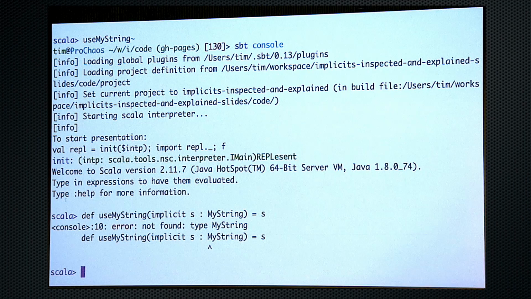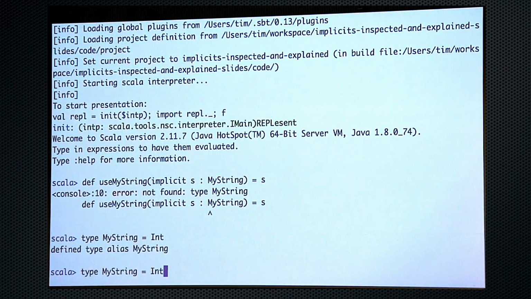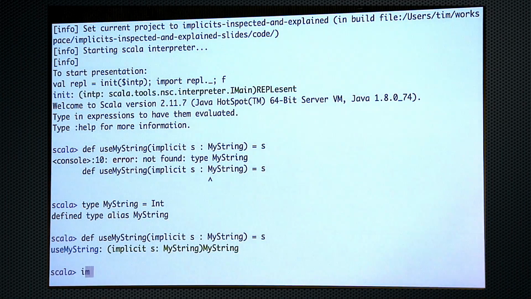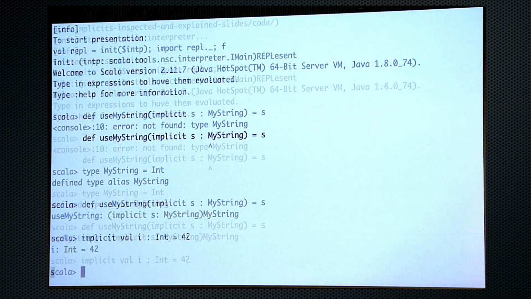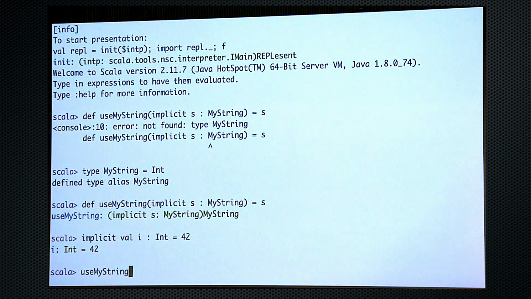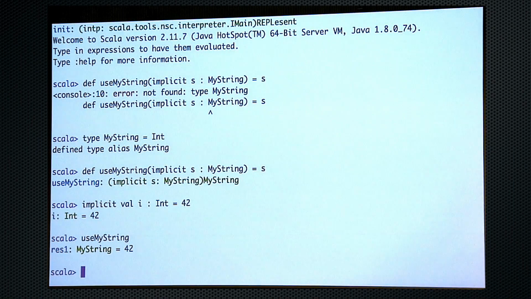Okay, so let's define this again. Why is this not working? Oh, the type again. Type, we can define it. So now if I bring an implicit val in scope, implicit val e of type int is 42, and I want to call use my string, it will actually work. So here it actually sees that the my string is an int, and it can also use values of type int.